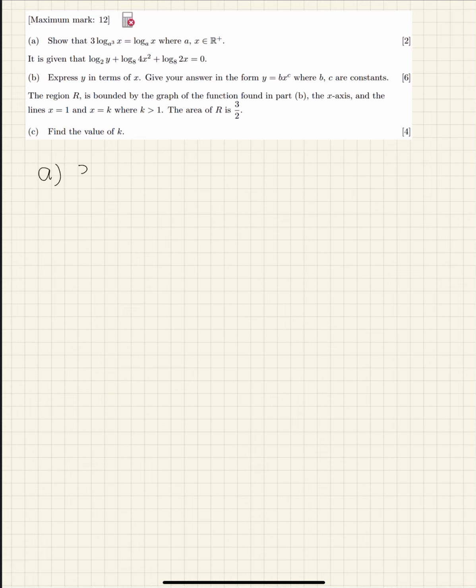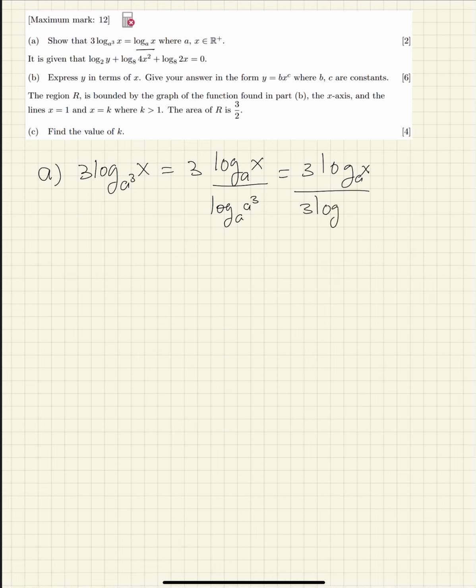So, 3 log base a cubed of x. This is going to equal 3, and I'm going to choose, since here we want to end with log base a, log base a of x over log base a of a cubed. This is 3 log base a of x over 3 log base a of a. Now the 3's cancel out, and log base a of a is just 1, leaving us alone with log base a of x, which we've demonstrated.